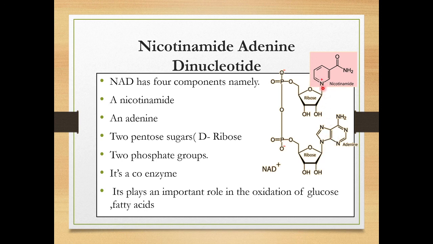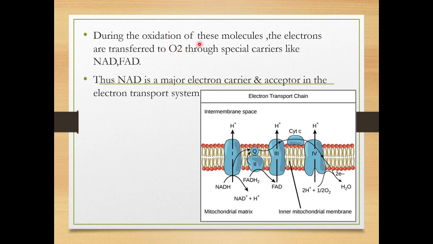These are linked by an N-glycosidic bond. This is also an N-glycosidic bond. So this is an ester bond. There are two ester bonds. During the oxidation of these molecules, the electrons are transferred to oxygen through special carriers like NAD and FAD.